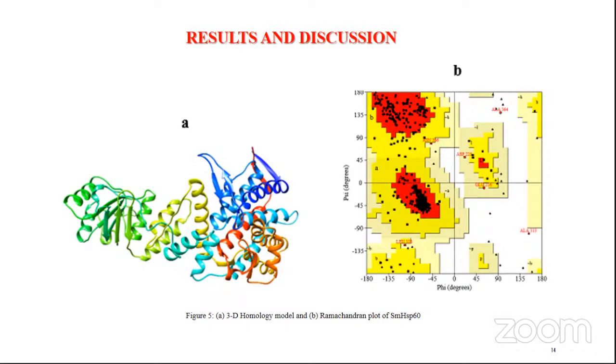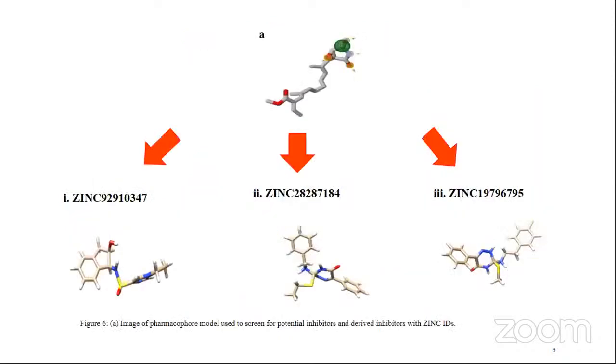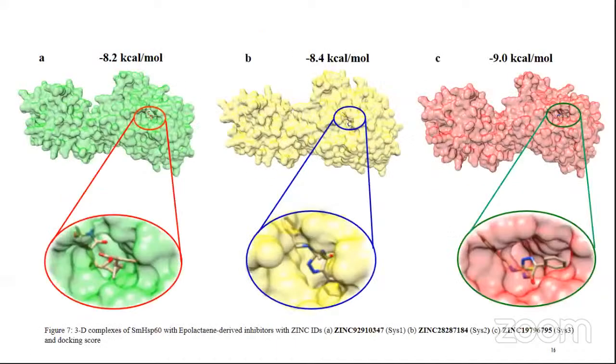Figure B shows the Ramachandran plot that was used to verify that the 3D model generated did not violate any stereochemical parameters. Figure A shows the pharmacophore model of epolilactine that was used during the search for other inhibitors, and figures 1, 2, and 3 show the potential inhibitors that were derived from the ZINC Pharmer, as well as their ZINC IDs.